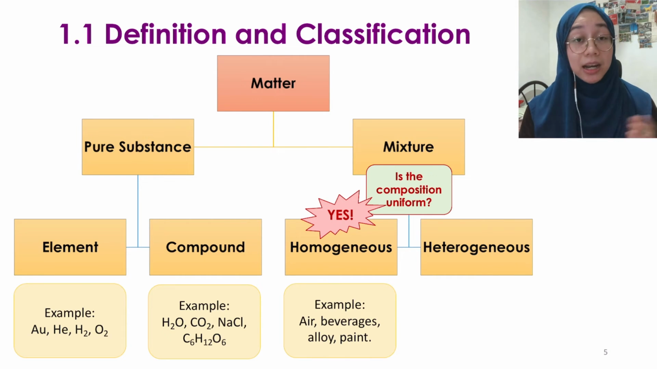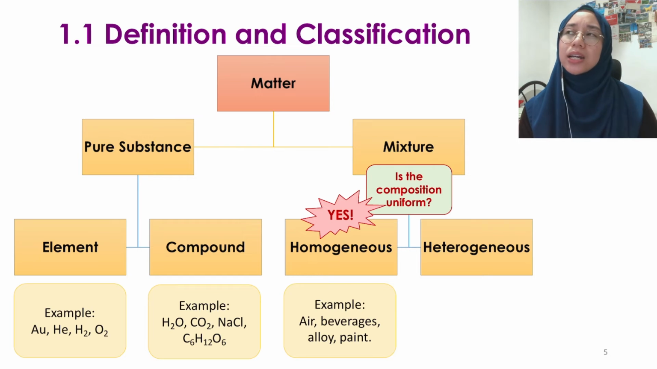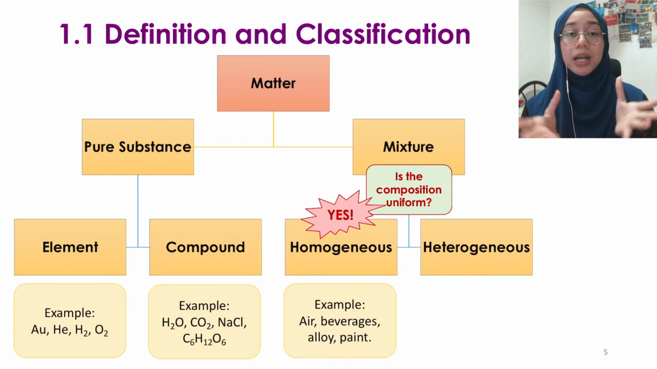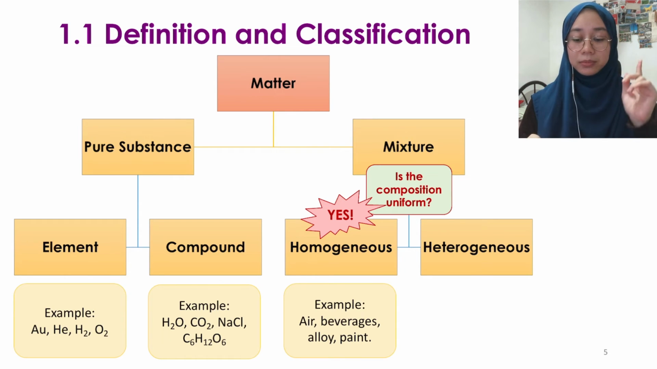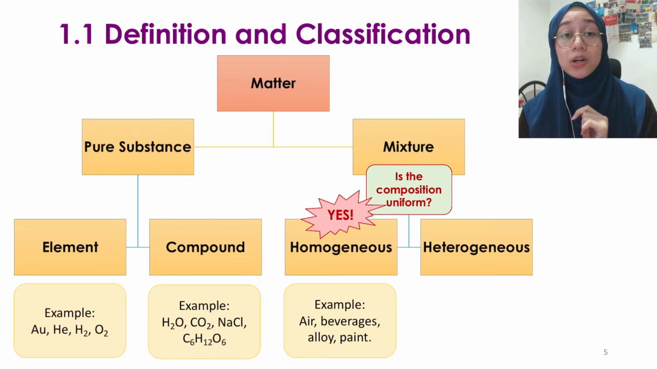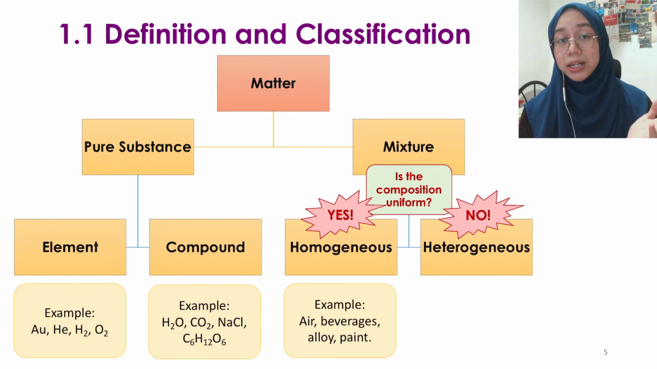Okay, and then macam alloy pun ada macam-macam kan. Alloy adalah campuran metal actually. Dan paint pun sama juga. Dalam paint tu untuk hasilkan satu paint ada macam-macam campuran bahan kimia, but then you can't actually differentiate them. Okay, you can only see like there's one color only. Okay, so if the composition is not uniform, therefore it is considered as heterogeneous.